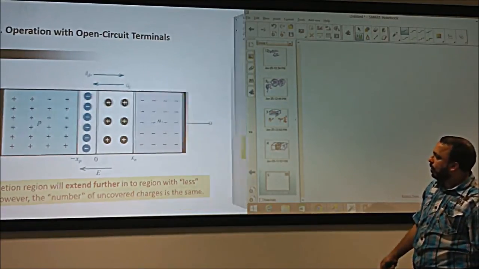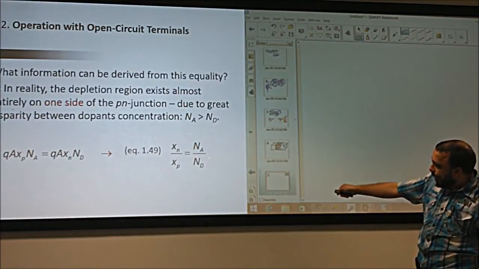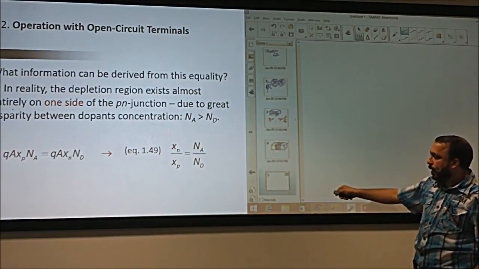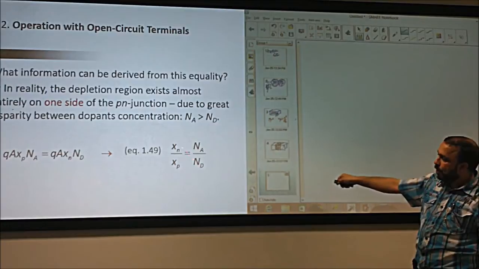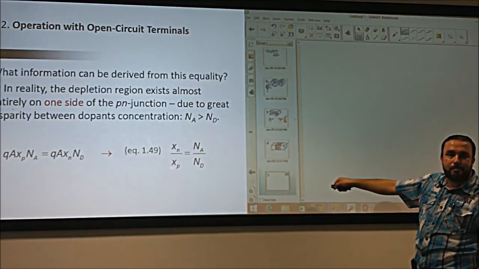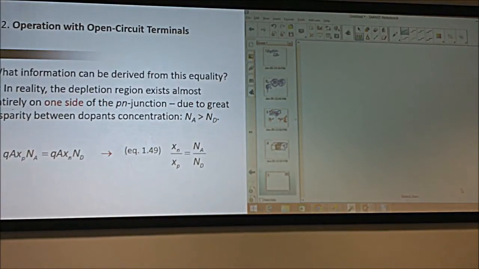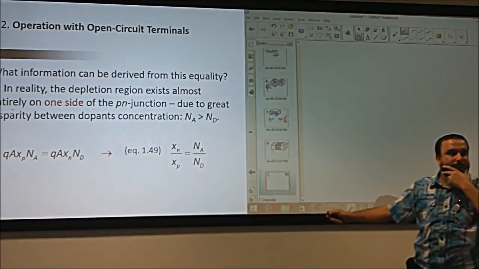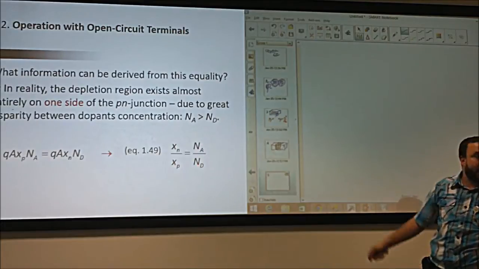Very good. Now what happens, sir, if things are not that rosy? If Na is bigger than Nd, it will make Xn bigger than Xp or less than Xp? Na bigger than Nd, so Xn will be bigger or smaller than Xp? Who says bigger? Raise your hand. Bigger. Let's see. Smaller? So why smaller? Because the majority said bigger, so I don't know. Yes, you said smaller. Why do you think that Xn is smaller than Xp when Na is bigger than Nd?